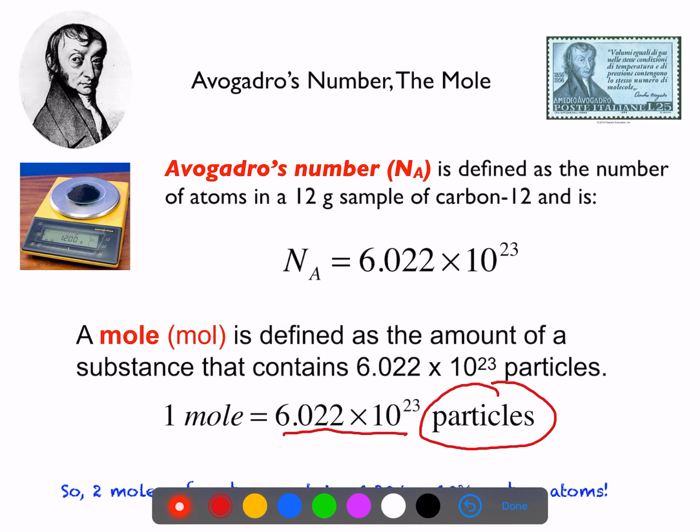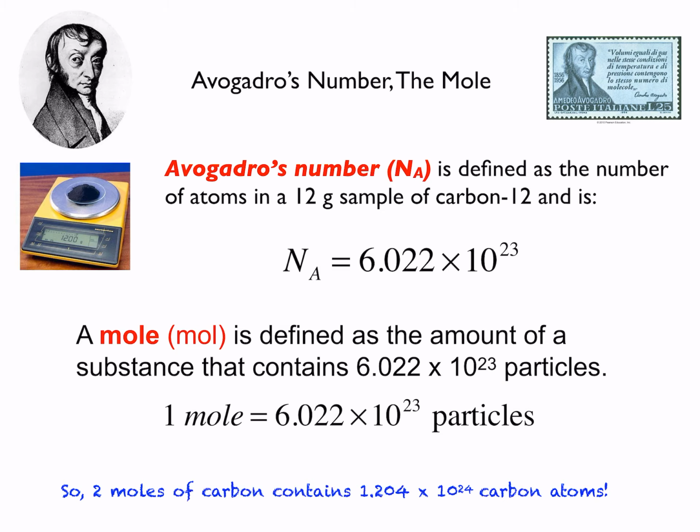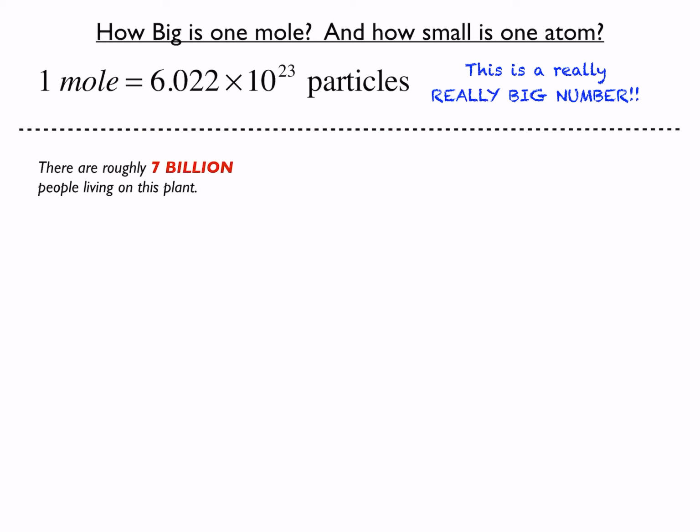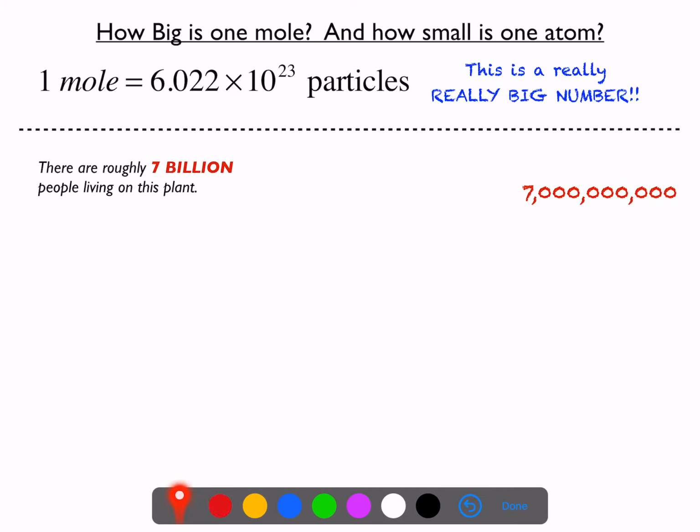If we had 2 moles, then we would have twice the number of atoms or twice the number of things in that group. So just how big is 1 mole? And another way of looking at that is just how small is 1 atom or how small is a molecule. This is a really big number, and to try and put it into a sense of perspective, we can think about there's 7 billion people roughly living on this planet. And so if we were to write that number, here's what it would look like.